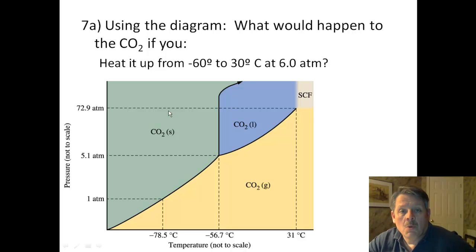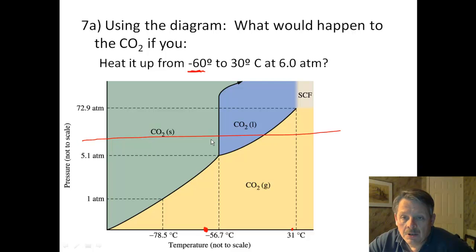All right, what would happen to carbon dioxide? We have here a phase diagram of carbon dioxide. Look at what it's asking. We're looking for carbon dioxide from negative 60. Negative 60 would be somewhere down here. And we're going to 30 degrees Celsius. 30 degrees Celsius, let's see, that's up here somewhere. And what would happen, heated up from negative 60 to 30 degrees at 6 atmospheres of pressure. So 6 atmospheres of pressure is kind of up here somewhere.